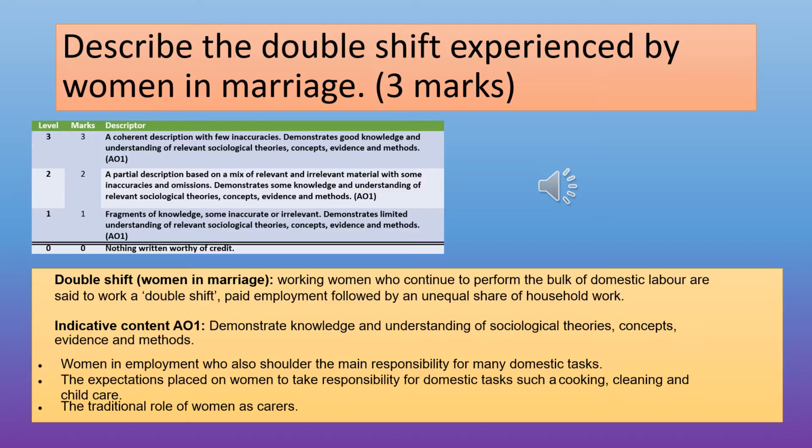So first off, the double shift is working women who continue to perform the bulk of domestic labour. They do the double shift, so paid employment and an unequal share of household work. So immediately that would link to feminism, would be my first thought. So we need to think about theories that would go with it, or feminism, evidence and methods perhaps here. So women in employment who shoulder the main responsibility for domestic tasks, the expectation placed on women to take responsibility for cooking and cleaning, childcare, or the traditional role of women as carers. That's all fairly basic stuff which would get you easy marks.